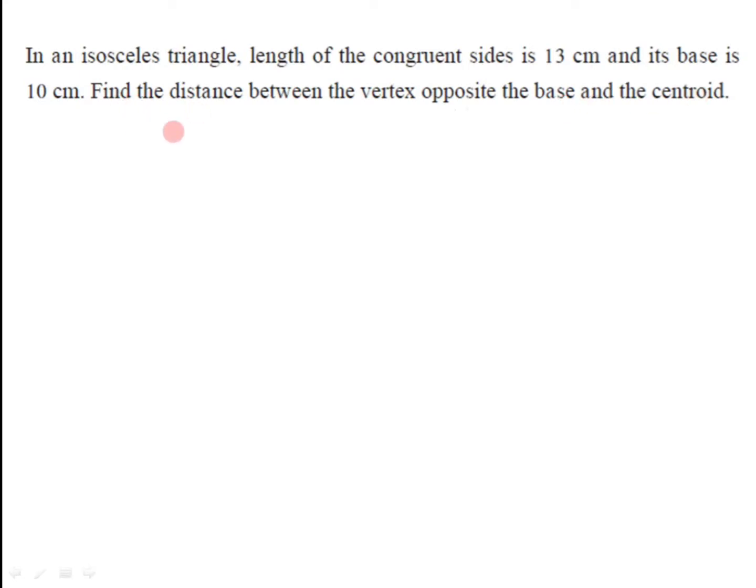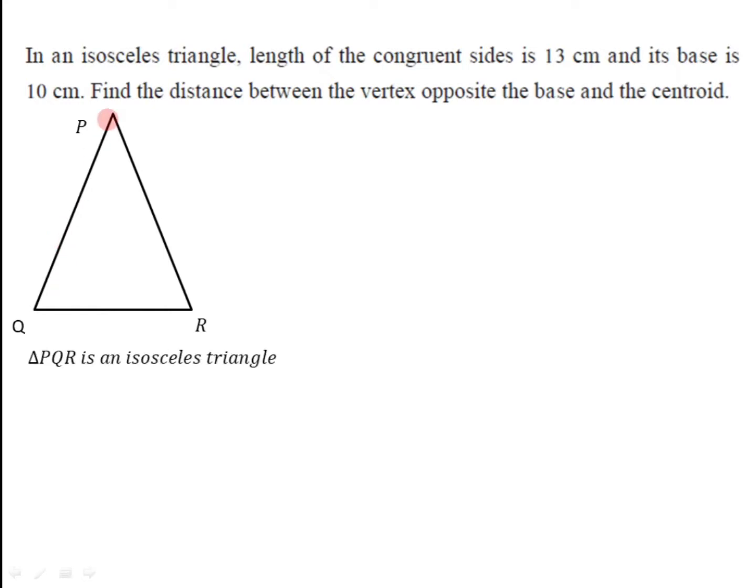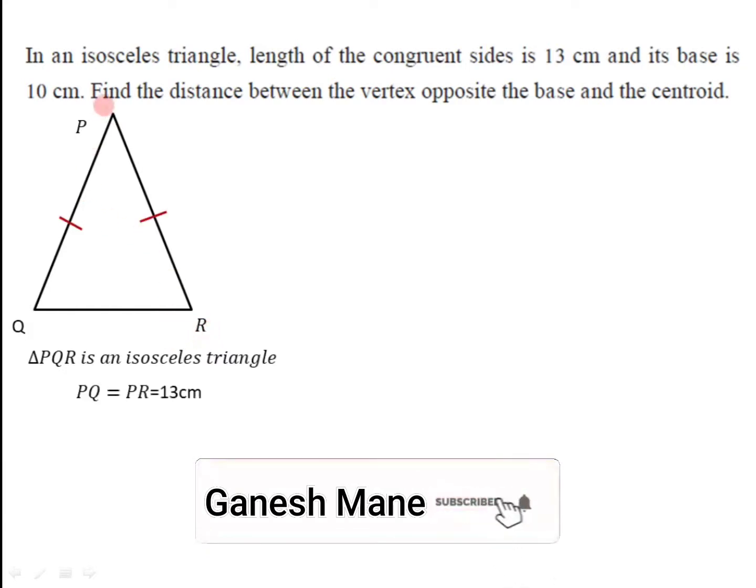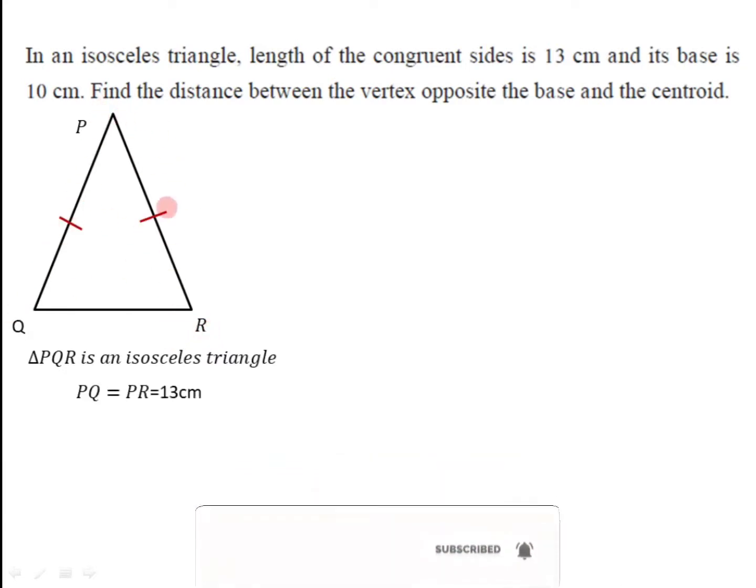So to solve this problem, we need a diagram. So let's draw. One triangle is given which is isosceles triangle. So let us name this triangle as triangle PQR. As it is isosceles triangle, any two sides of this must be congruent. Here, let us consider PQ is congruent with PR and the length of congruent sides is given to be 13. That's why PQ is equal to PR is equal to 13 centimeter.